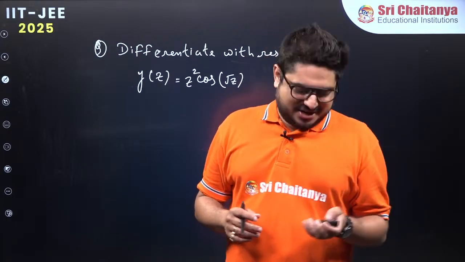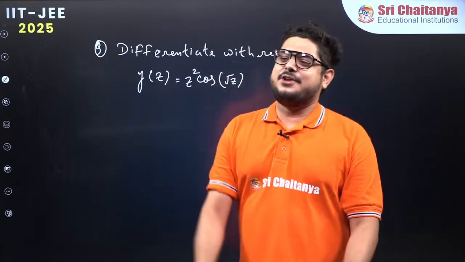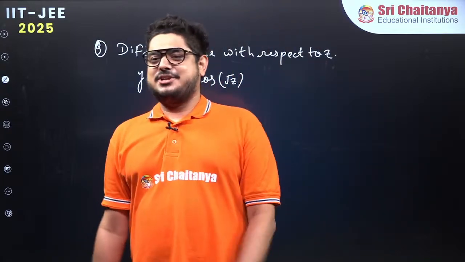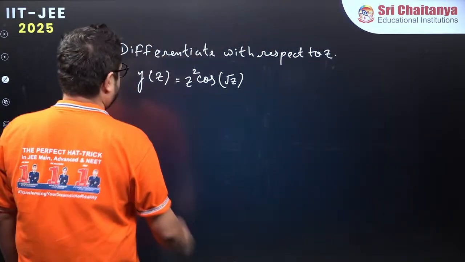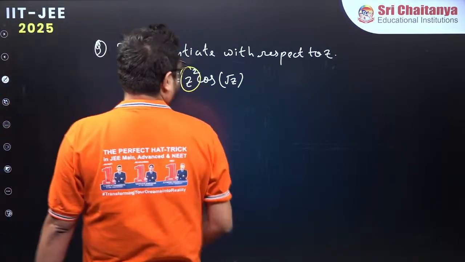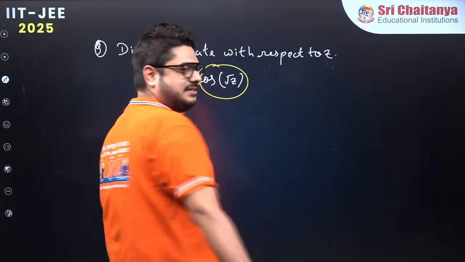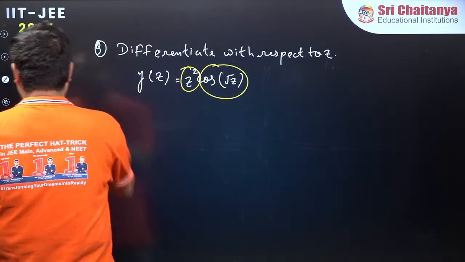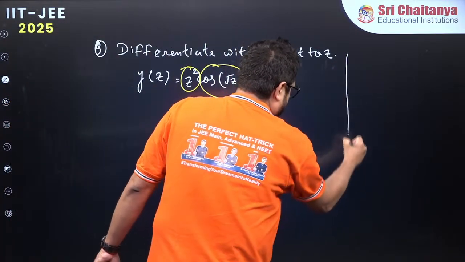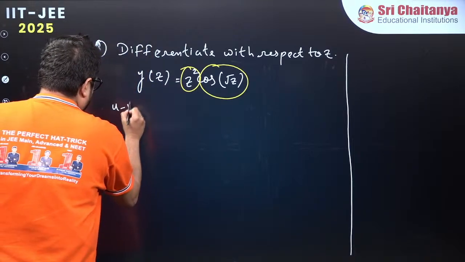Say UV, U by V. Yes, exactly correct. UV rule, everyone. Absolutely fine. So let's try to solve this by using UV rule. Now there are two functions, if you are able to see. One of the functions is z square, and the next function over here is cosine of root z. I will definitely show you how to differentiate this cosine of root z, but first of all, you need to write down the method.